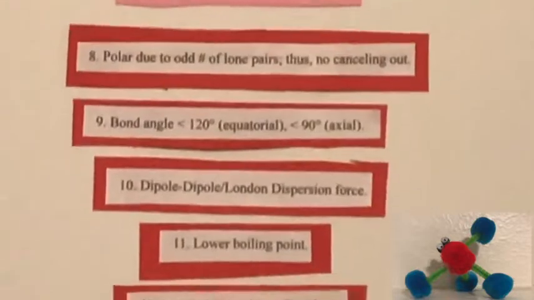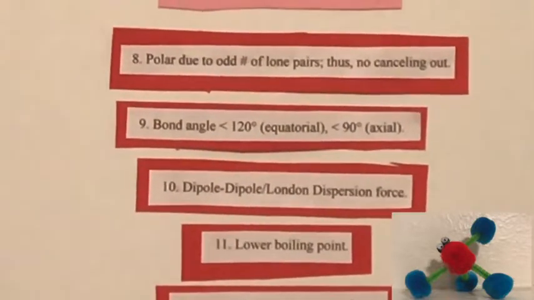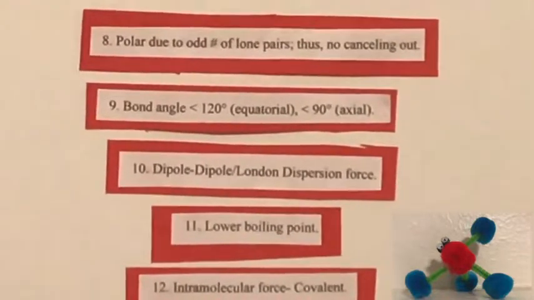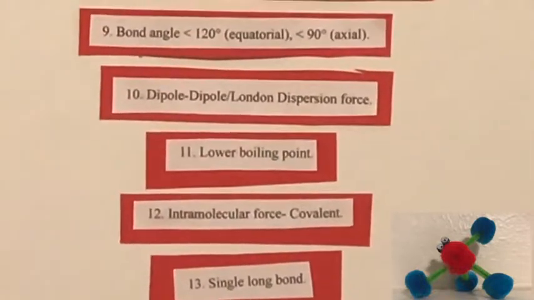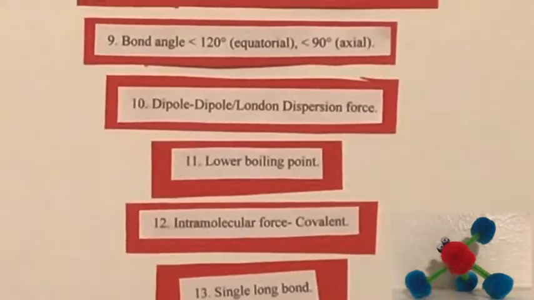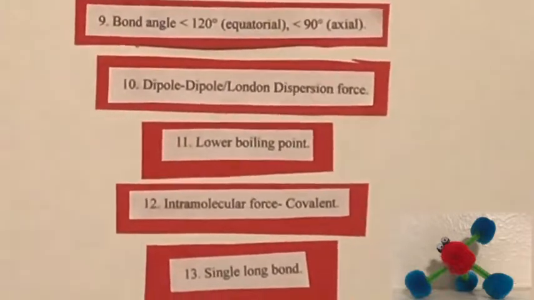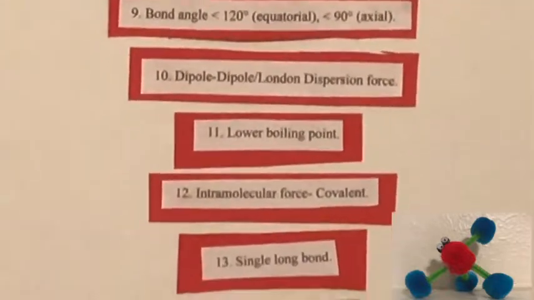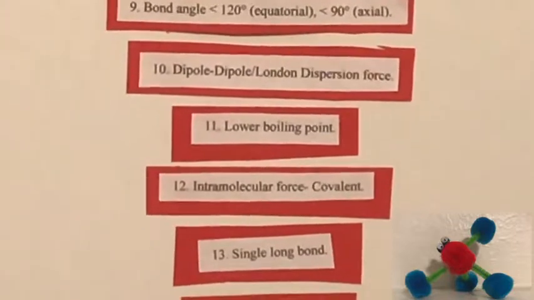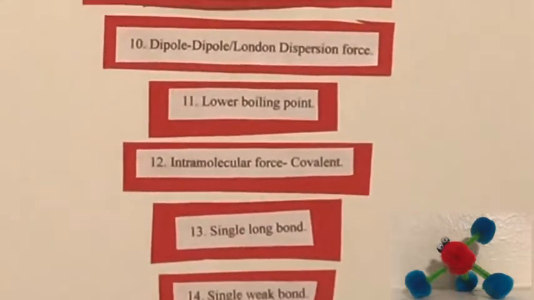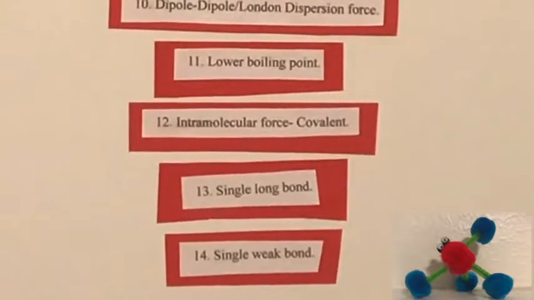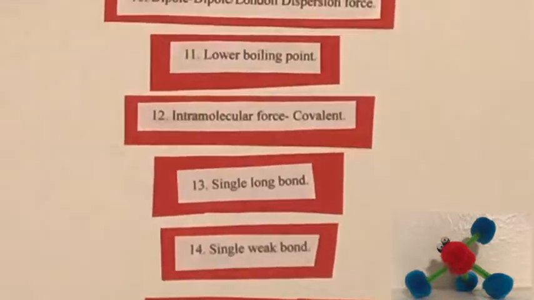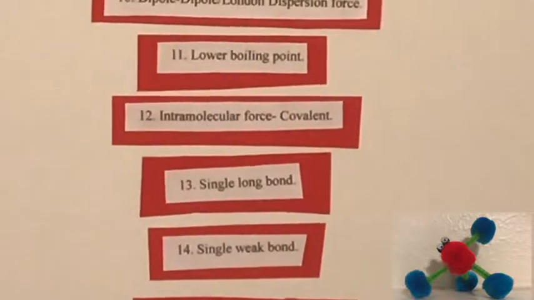Step 9, the bond angle. This is going to be less than 120 degrees equatorial and less than 90 degrees axial. Next, the intermolecular forces are going to be dipole-dipole and London dispersion force. Step 11, the boiling point of this structure is going to be low. Step 12 will be the intramolecular force of this, which will be covalent, because you have 2 nonmetals. You have sulfur and fluorine.